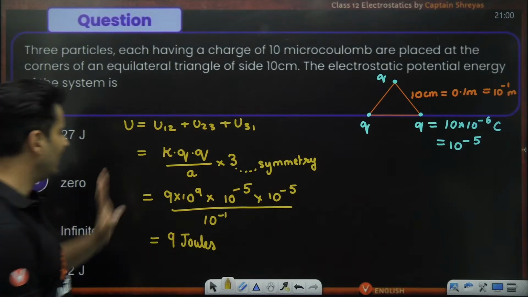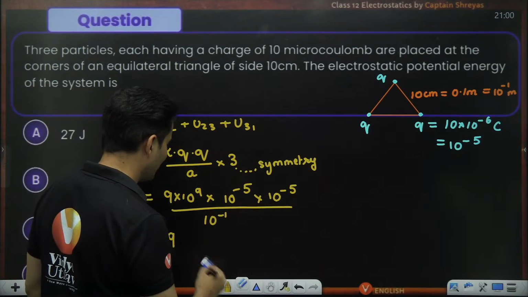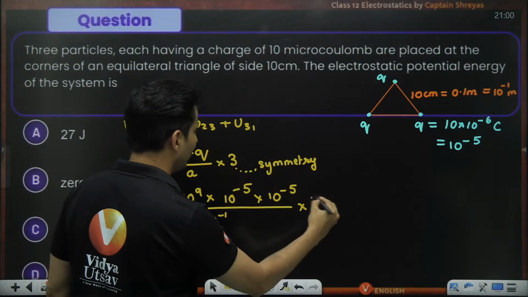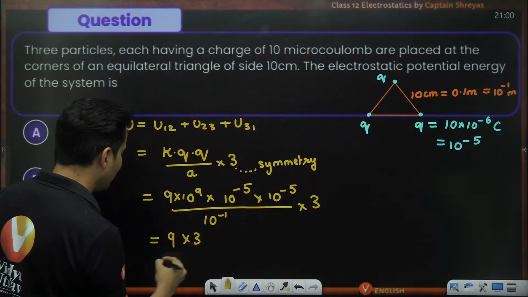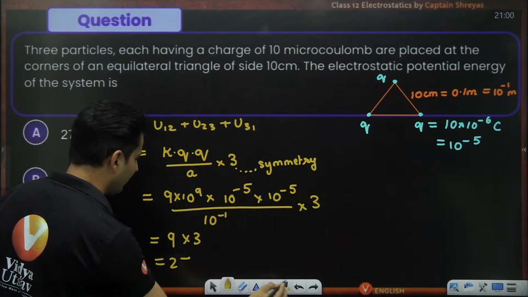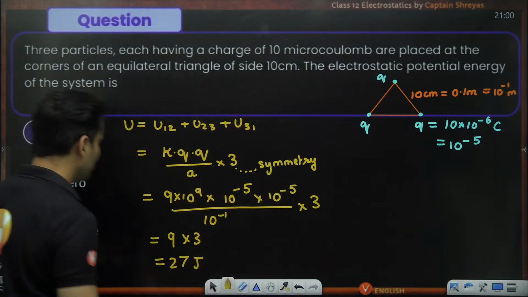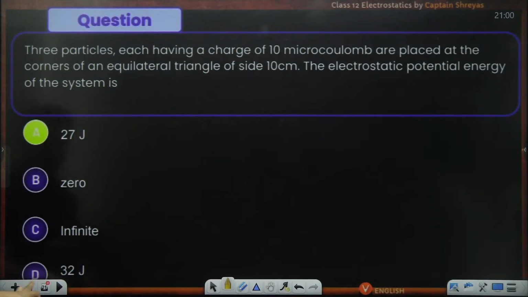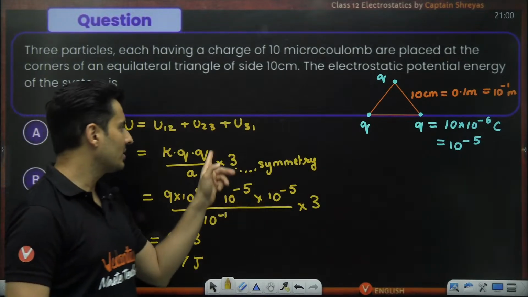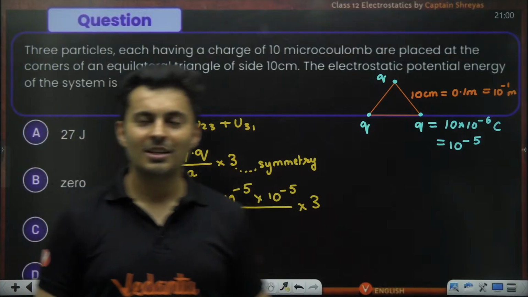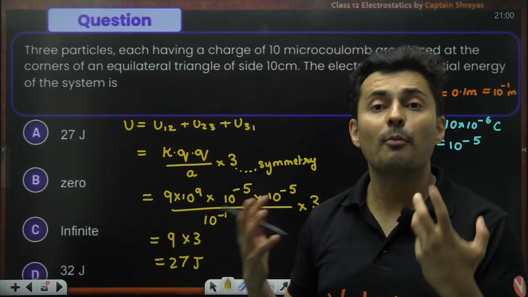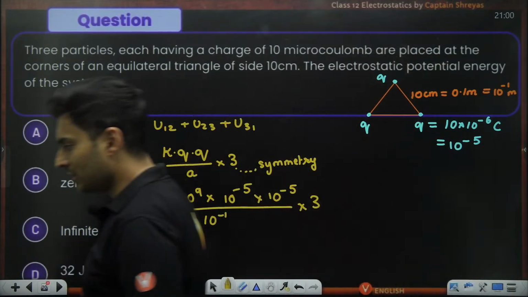Sorry. Oh, we forgot that 3. My bad. That's why that into 3 will be 27. So 9 into 3, which will become 27 joules, which is option A. Perfect. So into 3, because 3 terms were there like that. So this is how you solve the question of multiple charges potential energy.